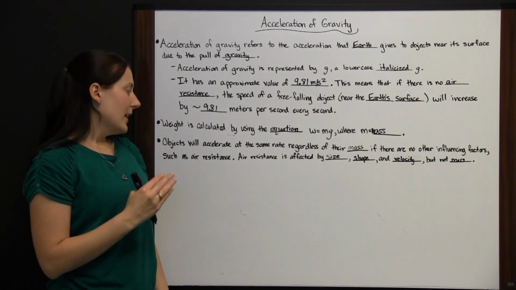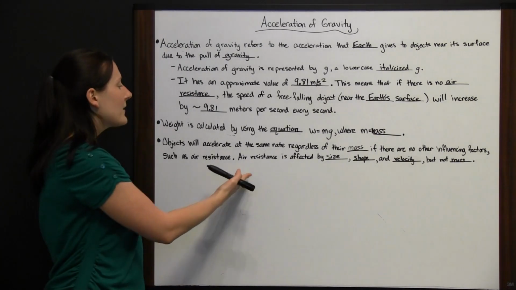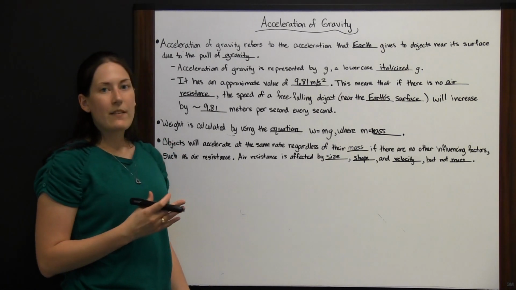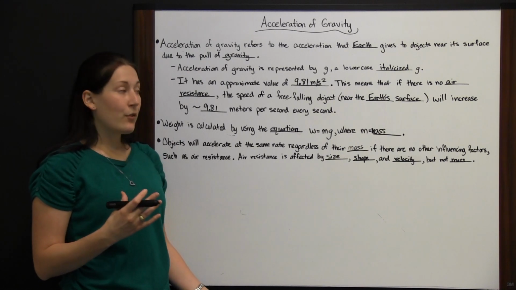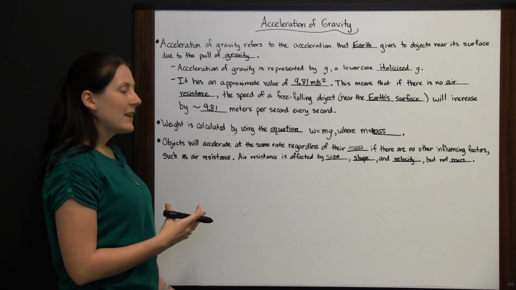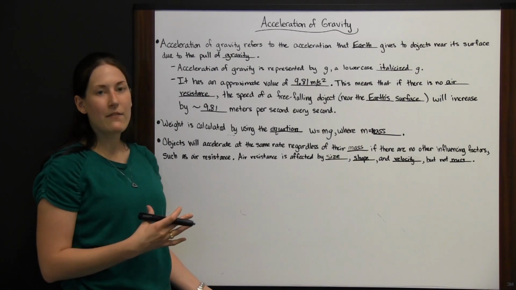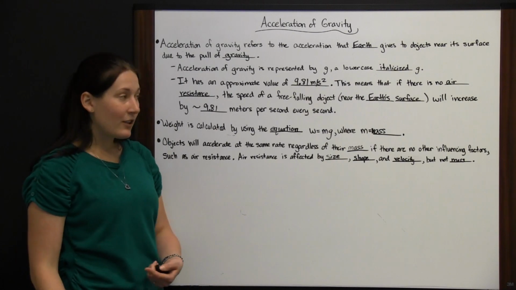So in our normal everyday conditions, air resistance is going to be a big factor. The size and shape of your objects that you're comparing and whether they were dropped or thrown are going to have an effect on the acceleration of your object, how fast it's going, and how quickly it's going to be able to accelerate toward the ground.